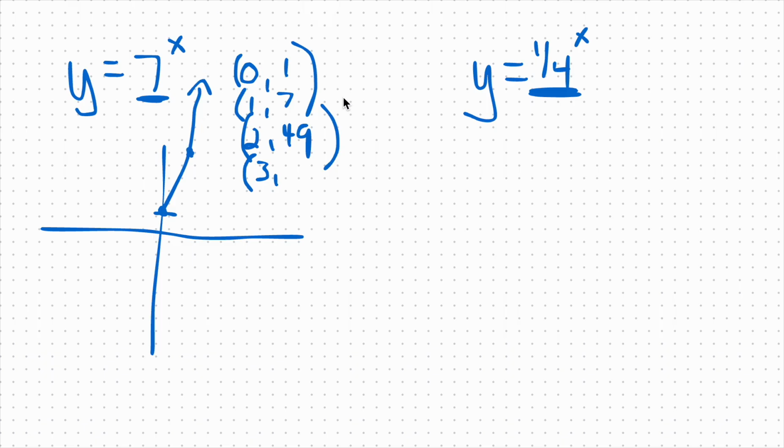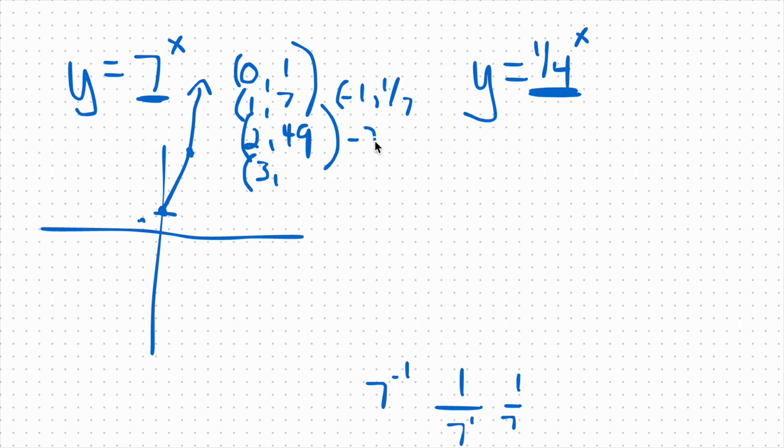Let's try now, let's do -1. See what happens on this side of my graph. So if I did 7 to the power of -1, let's just come down here and do that. 7 to the power of -1 is actually 1 over 7 to the power of 1, or 1/7. So when x is -1, y is 1/7. So that would be (-1, 1/7), just a little bit above 0.